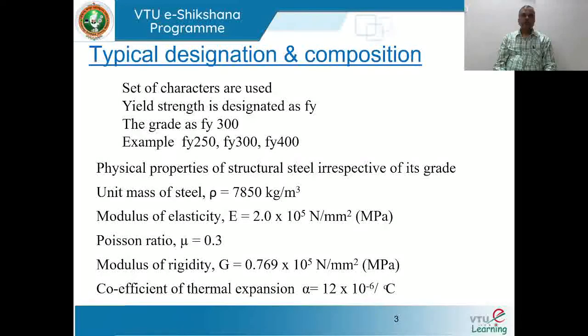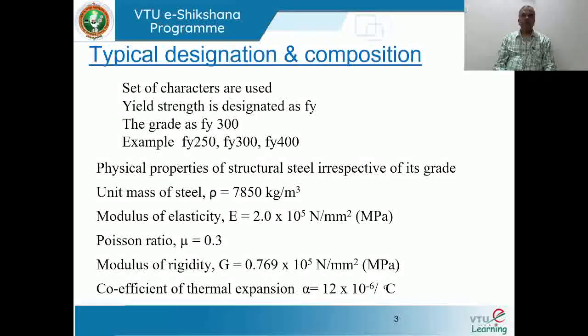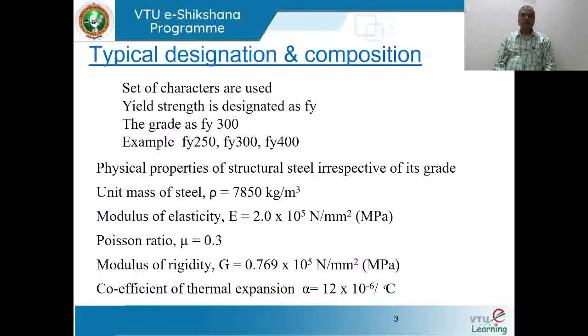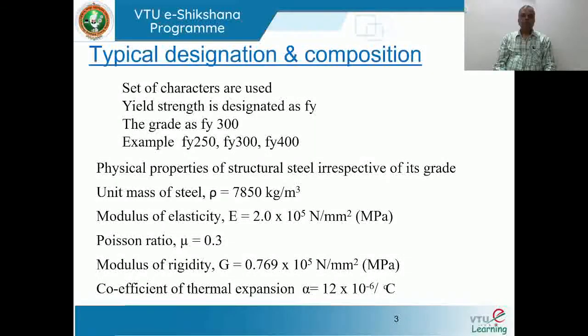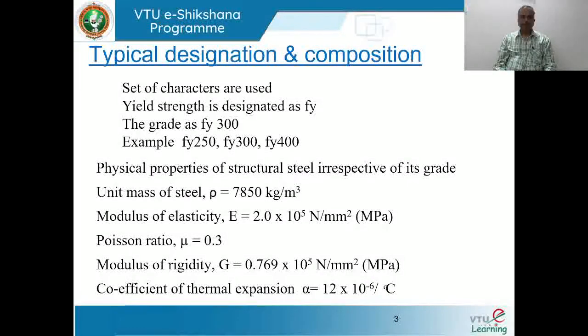square. In case the steel has both upper and lower yield point, the value 300 corresponds to the lower yield point. So like this, we have Fy250, Fy300, Fy400, different grades of steel being used in the fabrication of steel structures. More information about the different grades of steel you can get from IS 800 2007, and from that even the other properties of steel can also be identified.